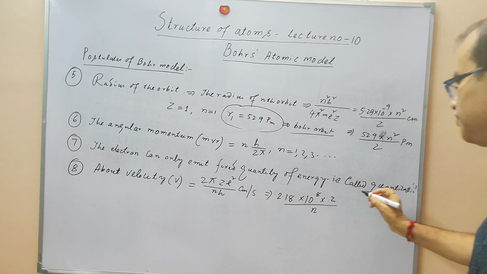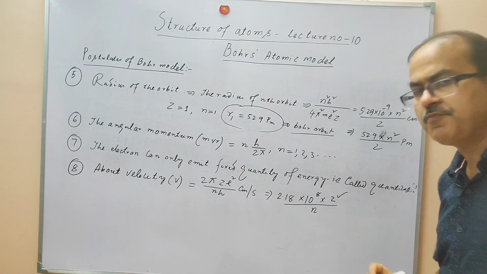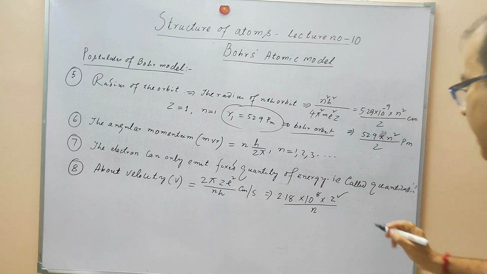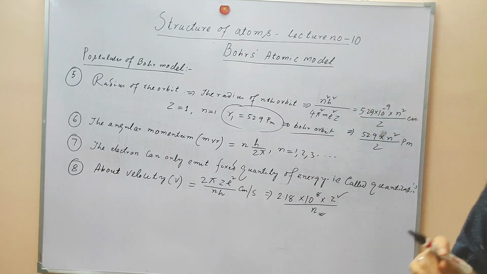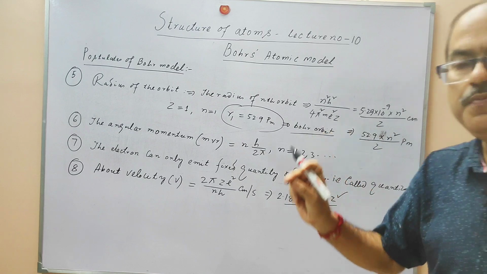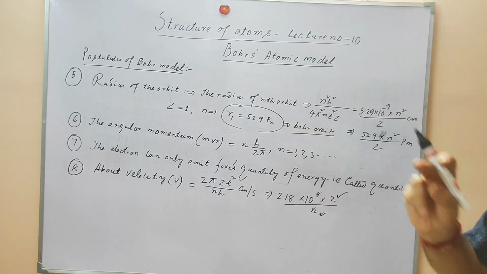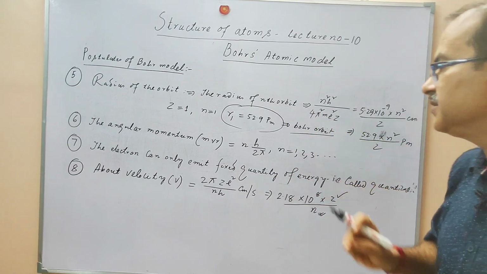So here velocity, you can see, is directly proportional to the atomic number, and it is inversely proportional to n. So the velocity will be the highest in the first orbit, and it will go on continuously decreasing.